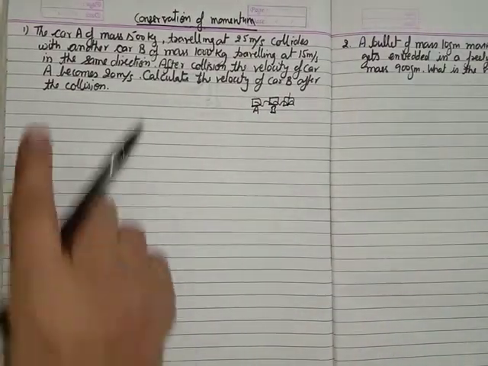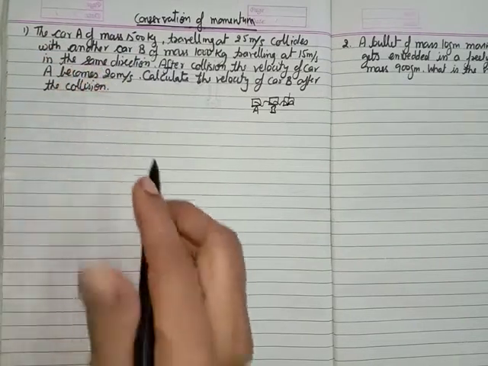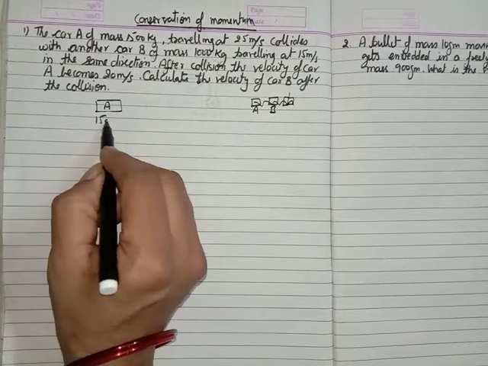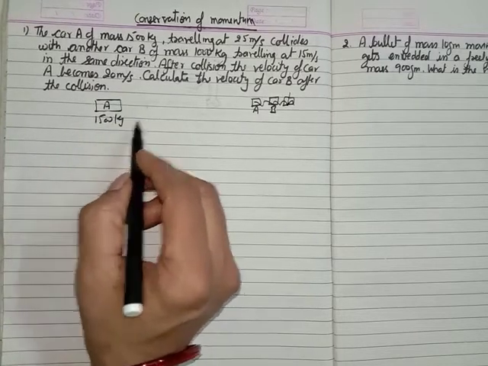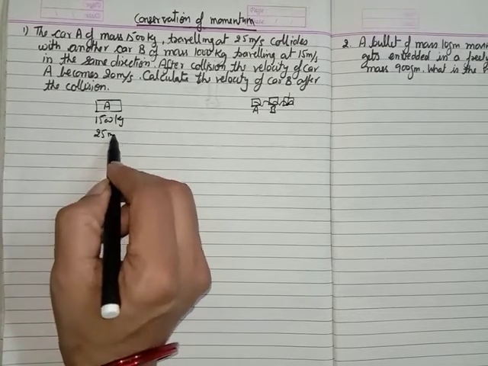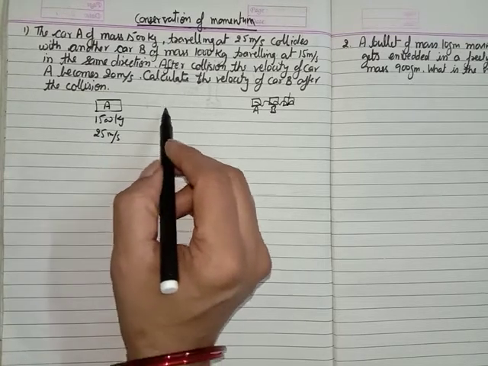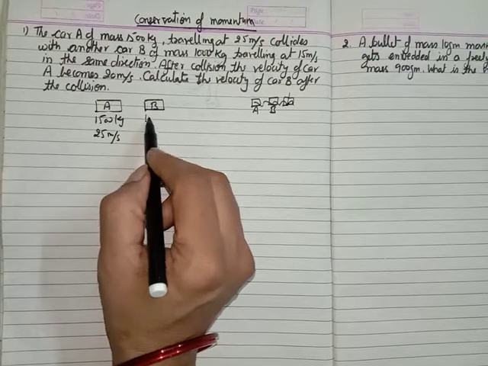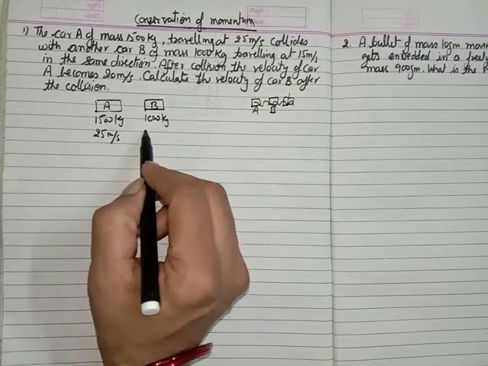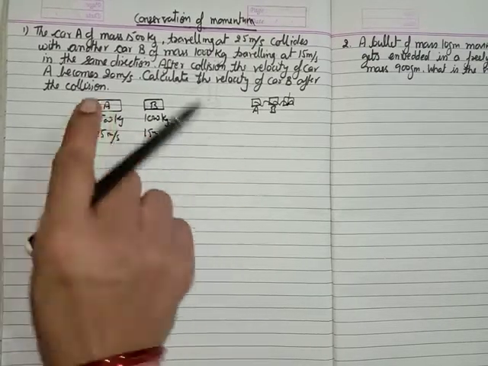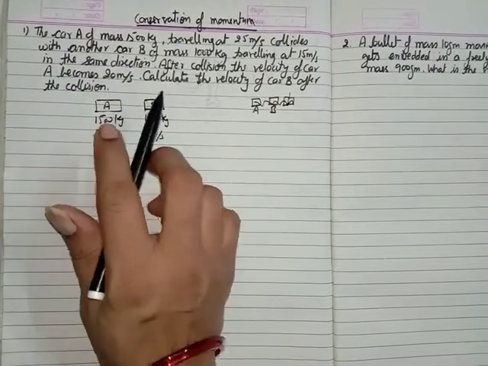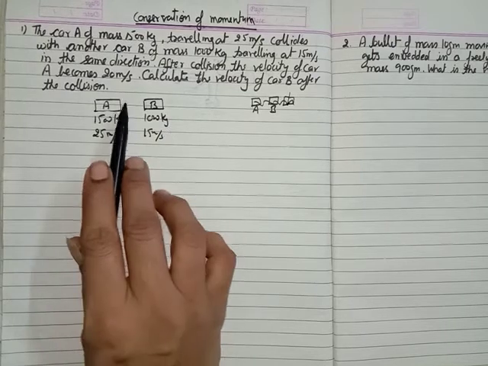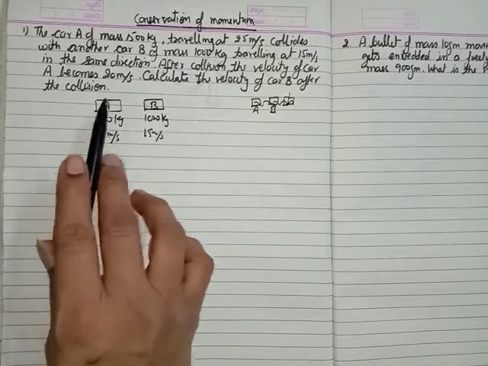First, car A has a mass of 1500 kg, traveling at 25 meters per second, and collides with another car B, which has a mass of 1000 kg, traveling at 15 meters per second in the same direction. It's very important that you know the direction of both objects. Either they're moving in the same direction or in different directions.